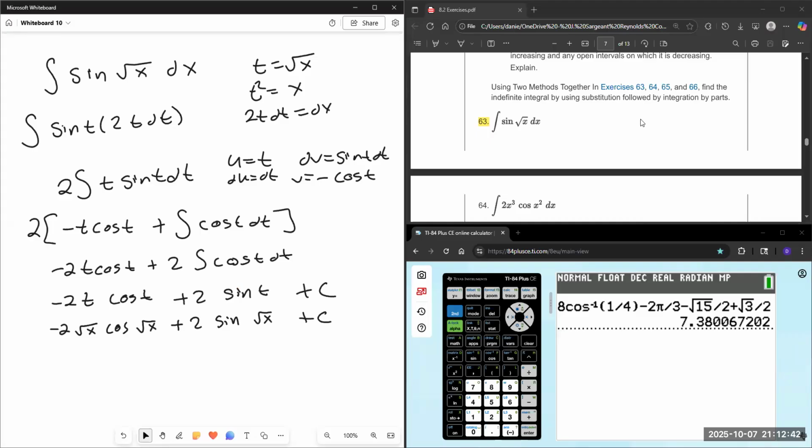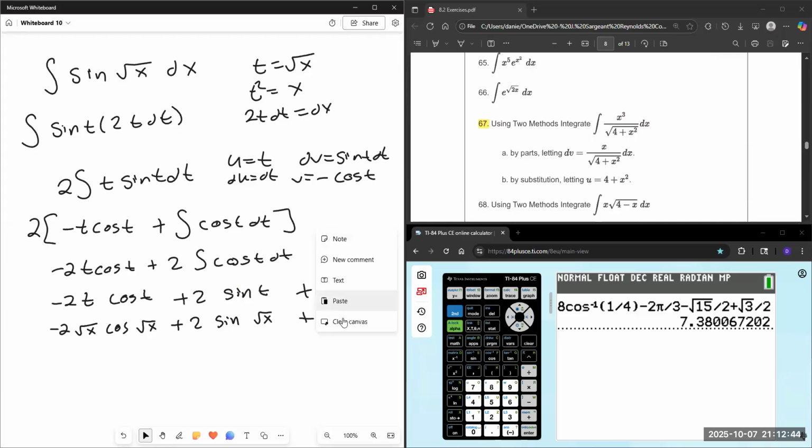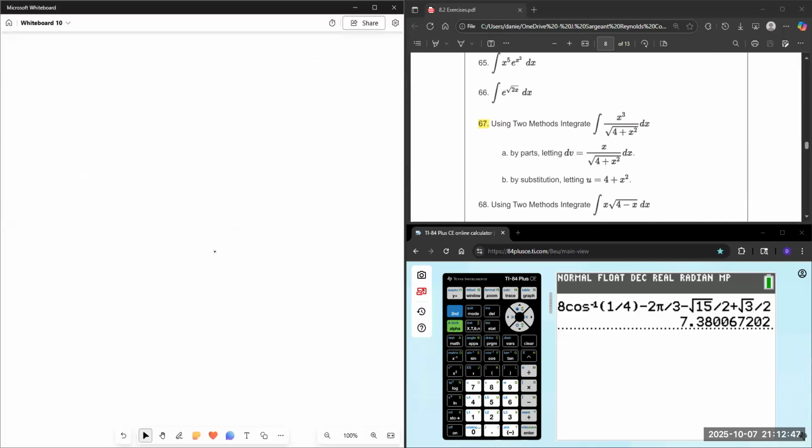All right, let's look at number 67. Going to start with the integral of x cubed over root 4 plus x squared dx, and we're told to let dv be equal to x over root 4 plus x squared dx.